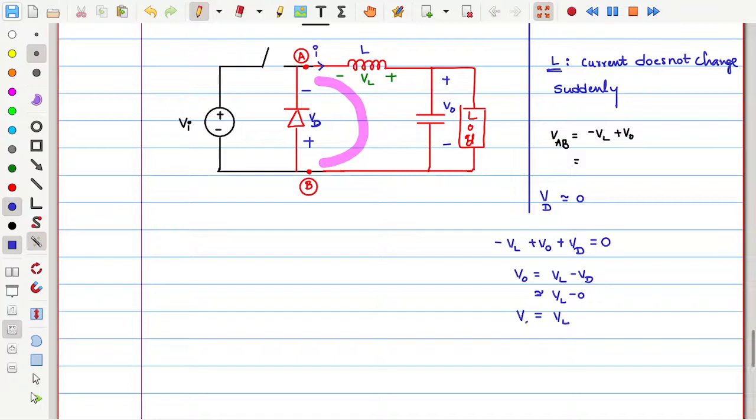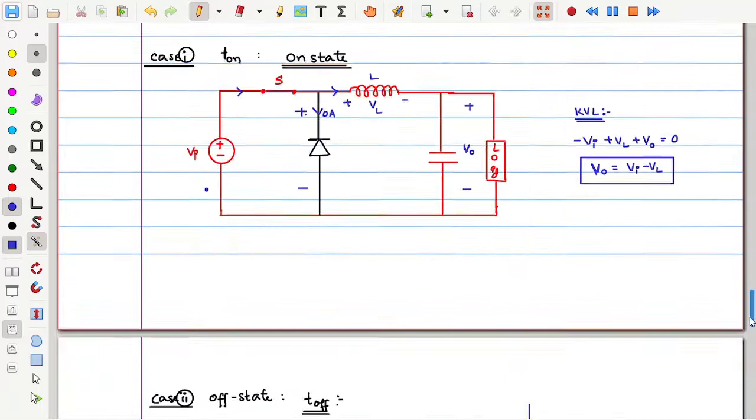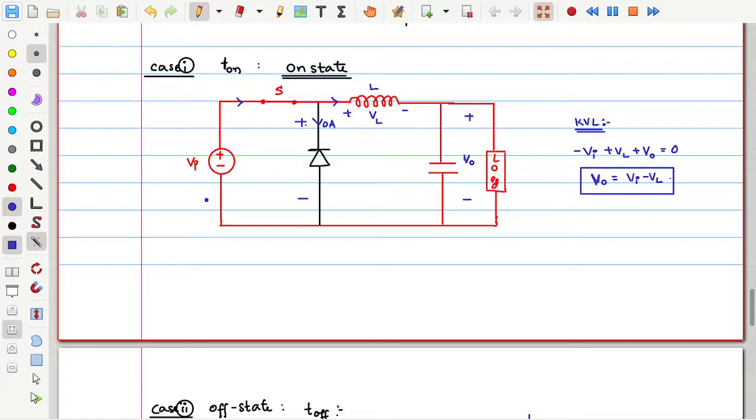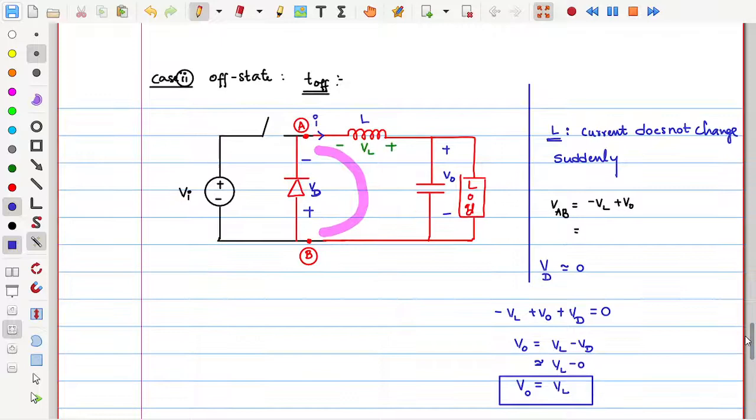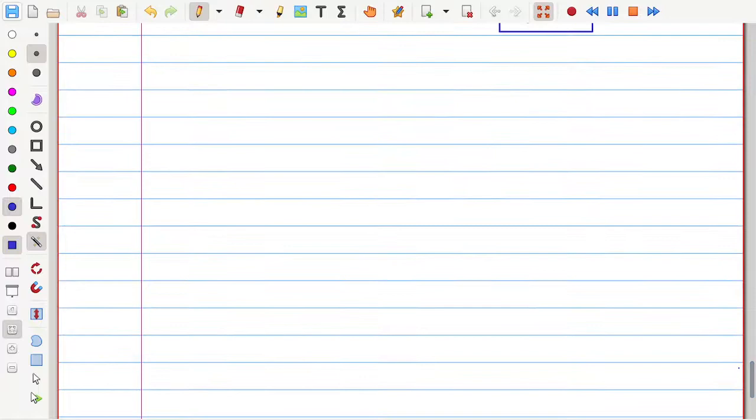So see that during the off state, the output voltage is equal to the inductor voltage, and during the on state, the output voltage is equal to the input voltage minus the inductor voltage. These two you have to get a clear idea of: what is going to happen during the on state and what is going to happen during the off state. These are the two important things one should understand. Now, let me give you some basic idea of the waveforms also. How does it look like? Some important waveforms.